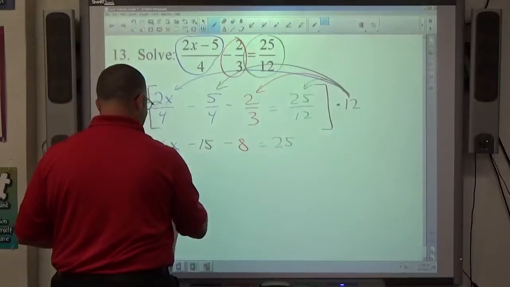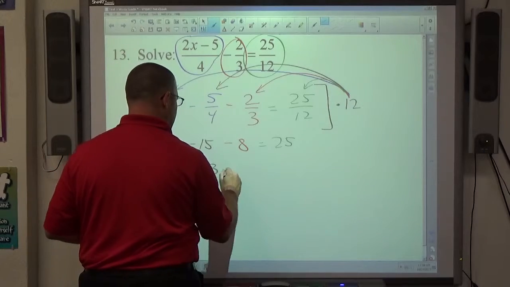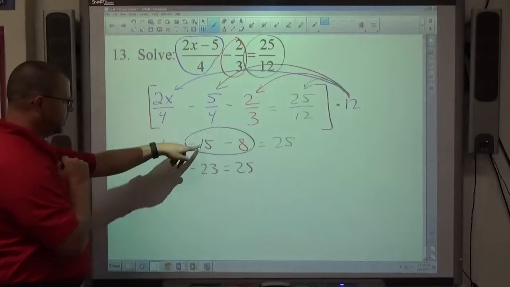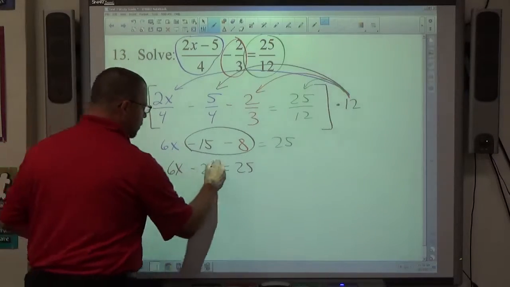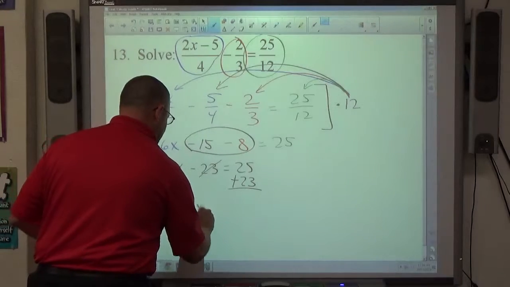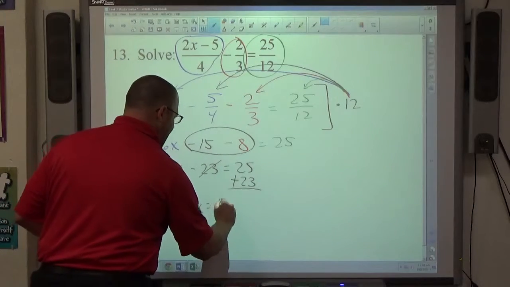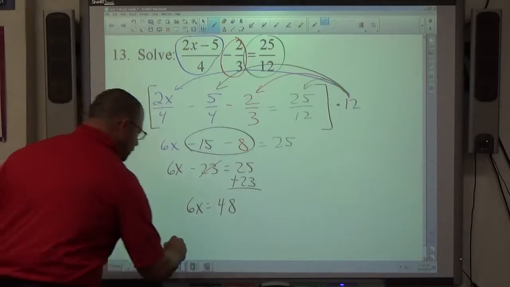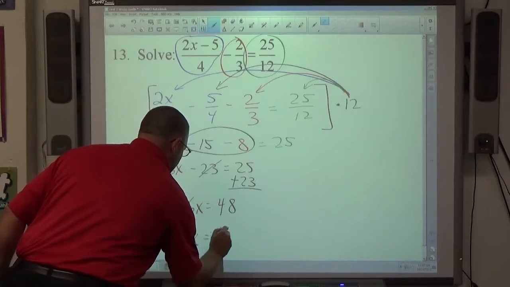I'm at 6x minus 23 is equal to 25. These have the same sign, so I add them together. 15 is bigger, so it's negative. Move the 23 over, it becomes positive because we changed its sign. 6x equals, these have the same sign, so I add. 25 is bigger, so it's positive. 6x equals 48, so x equals 8.